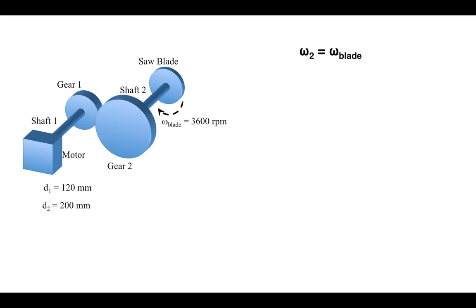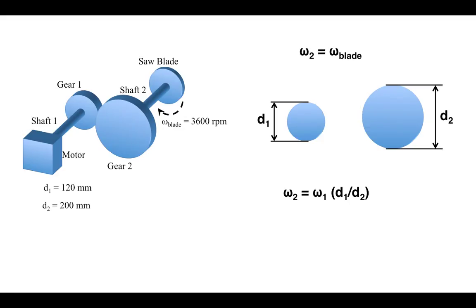So here is the initial system. The blade rotates at 3,600 RPM, so we know that gear 2 rotates at the same speed. It is connected to the saw blade via the shaft 2. So now let's look at the two gears. We have the diameters of the two gears, and we found out before that the ratio of the diameters gives you how much one speed is different from the other. So if we substitute in, gear 2 is rotating at 3,600 RPM like the blade, and we know the ratio of the diameters, so we could determine the rotation speed omega.